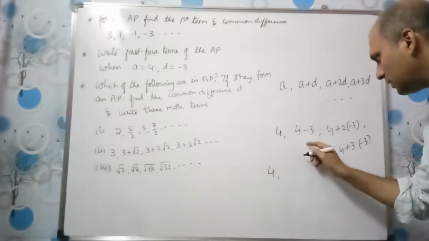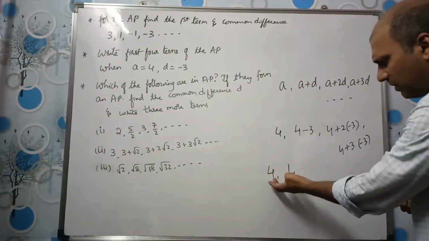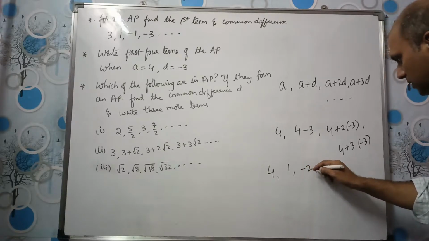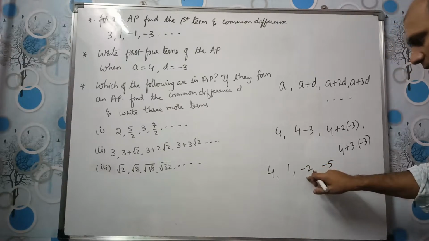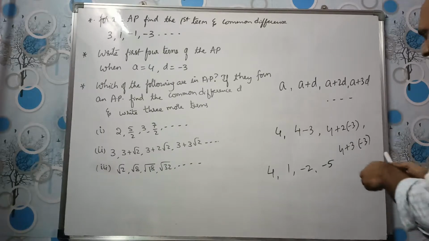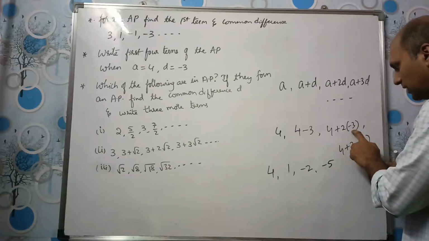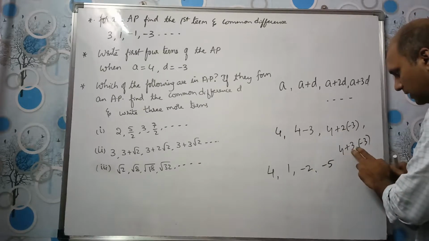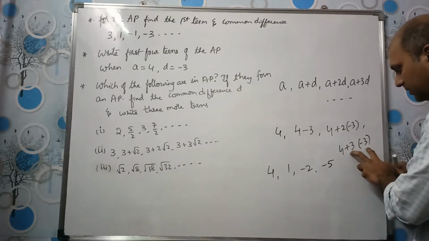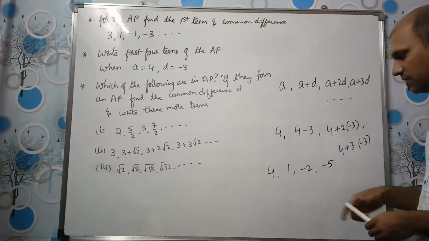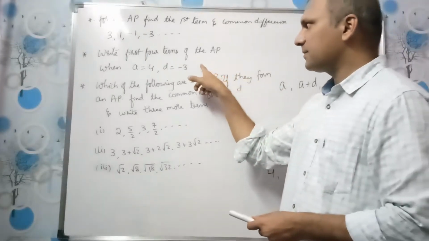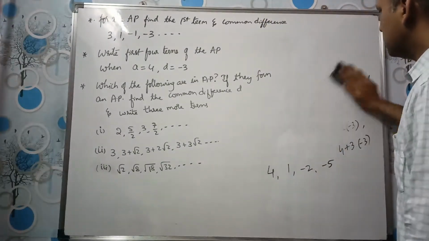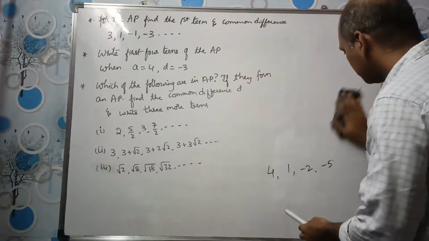These are the terms, right? So this is 4, this is 1. See, we should keep on subtracting 3, right? So this will be -2 and then -5. See, 4, 2 3s are 6, -6. So 4 minus 6, -2. 3 3s are 9, -9. -9 plus 4, -5. So these are the 4 terms. I hope this is clear. Let us do the third problem now.